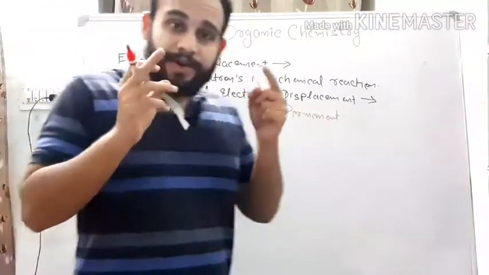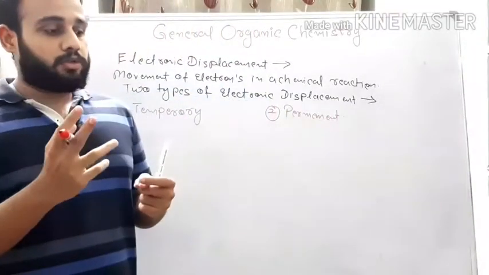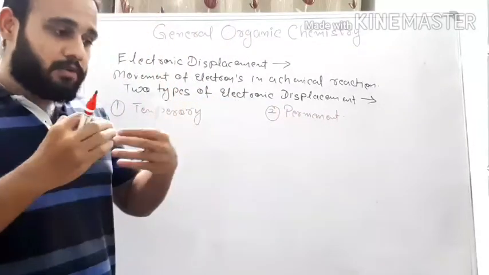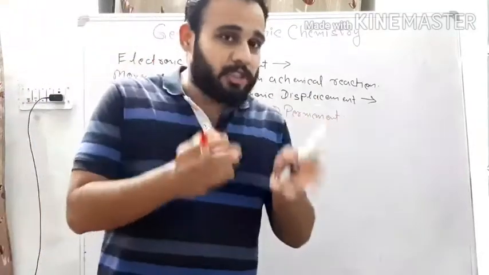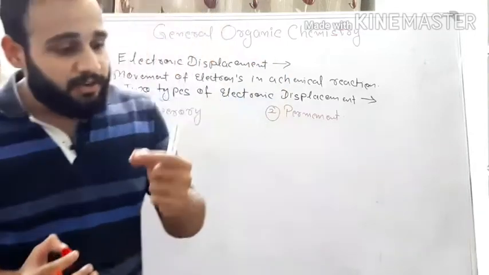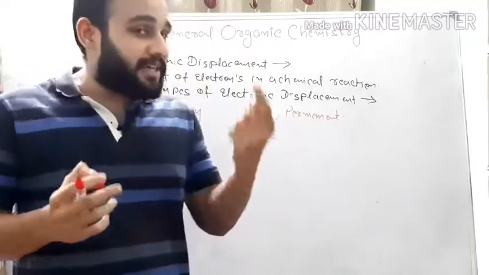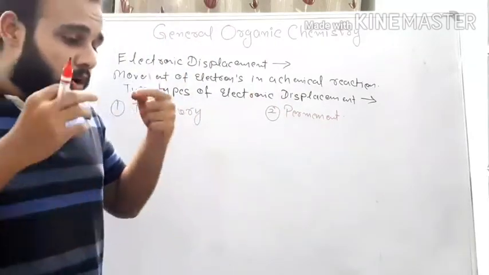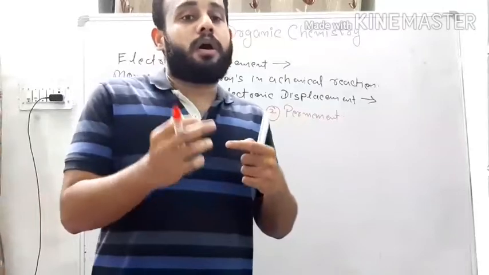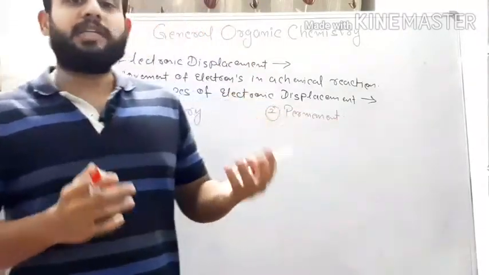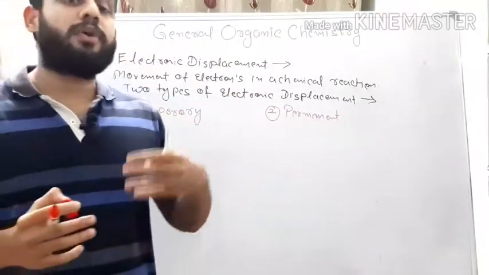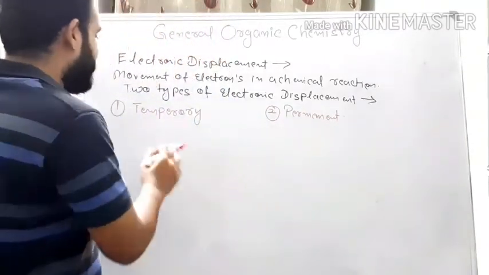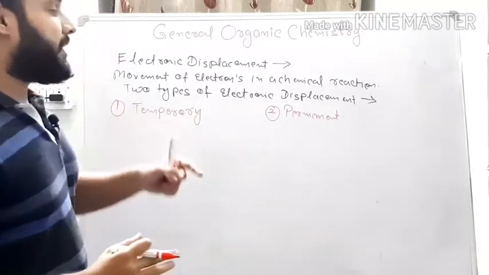As you know friends, in your reactant species there are two parts, that is substrate and reagent. When we talk about electronic displacement in the substrate part, it will either happen in the presence of the attacking species, that is the reagent, or in the absence of the attacking species or reagent. On the basis of this we can classify electronic displacement as temporary or permanent.